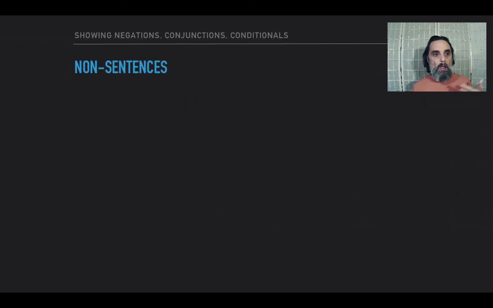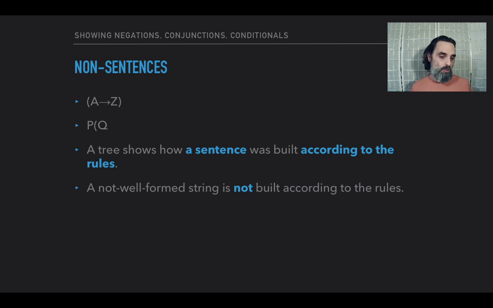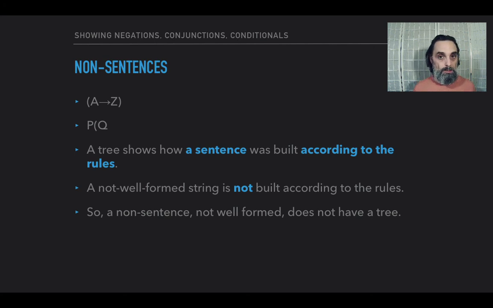Okay, and just to have some non-sentences to close this off, this is not a sentence. Why? A is not a sentence letter. This is not a sentence. Why? Well, because we don't have any rule that lets us put a parenthesis between two sentence letters. So the tree shows how a sentence was built according to the rules. A not well-formed string, being not built according to the rules, doesn't have a tree. And so those first two strings do not have trees because they're not sentences.